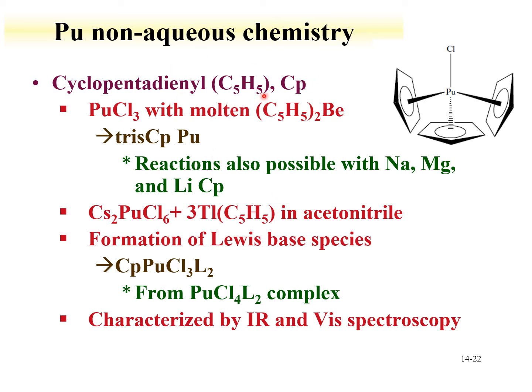Cyclopentadiene is also a common compound used in organometallic chemistry, and again using plutonium trichloride with molten Cp beryllium, you can get the tris-Cp chloride as a compound. This has been characterized by IR and UV-visible spectroscopy, and this compound is a suitable starting material for further synthesis.